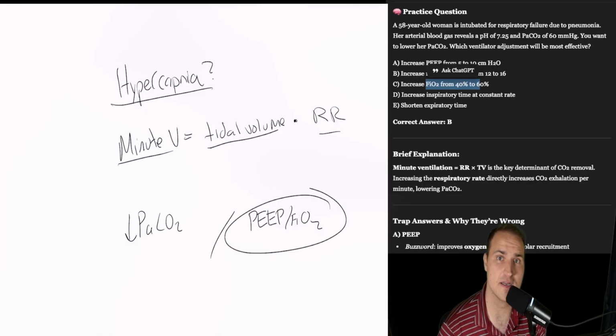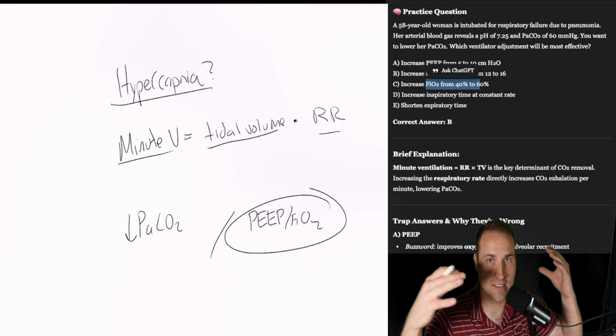And to blow off the CO2, you need more fresh air that reaches the alveoli. And that's controlled by tidal volume, how much you breathe, and respiratory rate, how often you breathe. Together, they make up minute ventilation. And so your patient is on a ventilator.